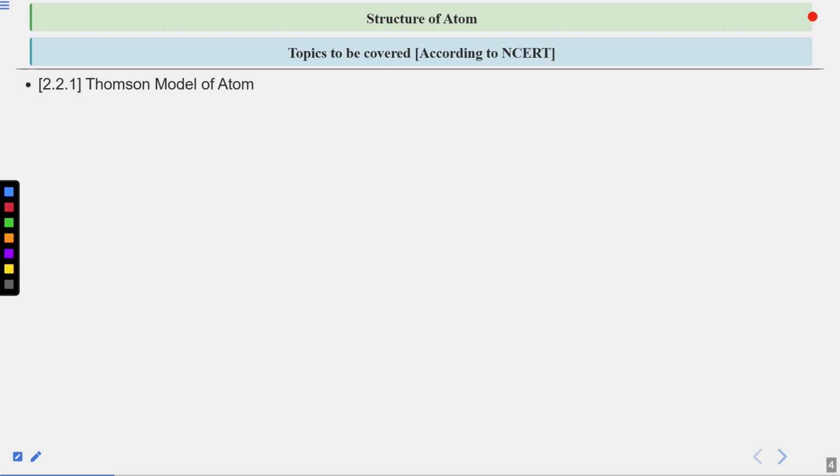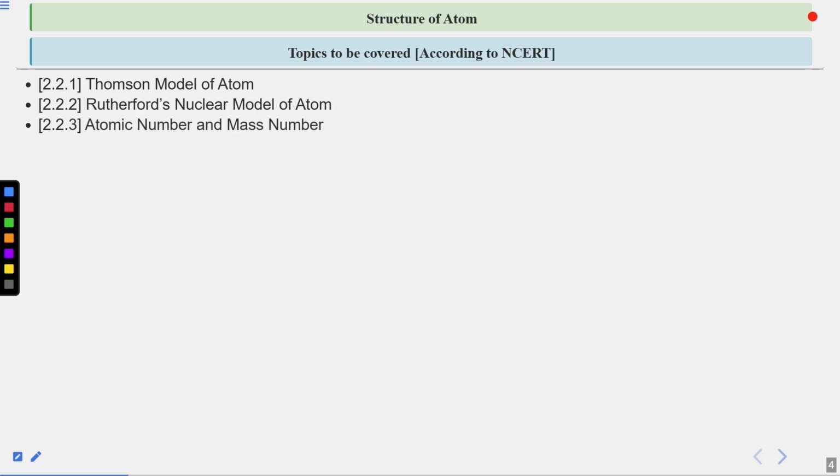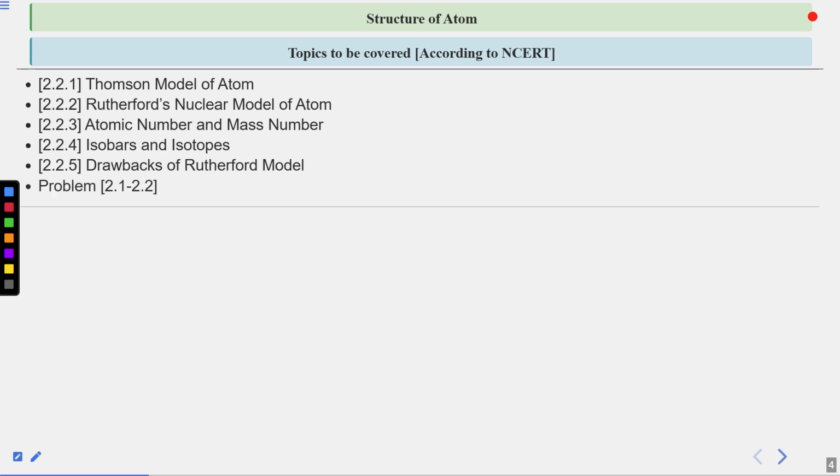If I talk about the topics specifically, then first would be Thomson model of atom. Second is Rutherford's nuclear model of atom. Third is atomic number and mass number. Fourth, isotopes and isobars. Then we will talk about the drawbacks of the Rutherford model. Lastly, we will see some problems related to this. So we'll see problem number 2.1 and 2.2.